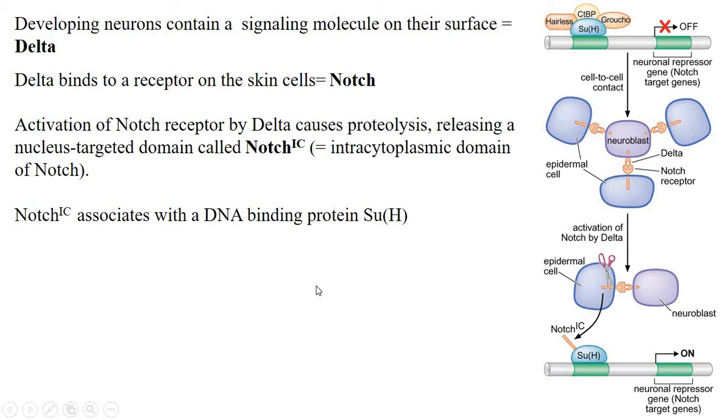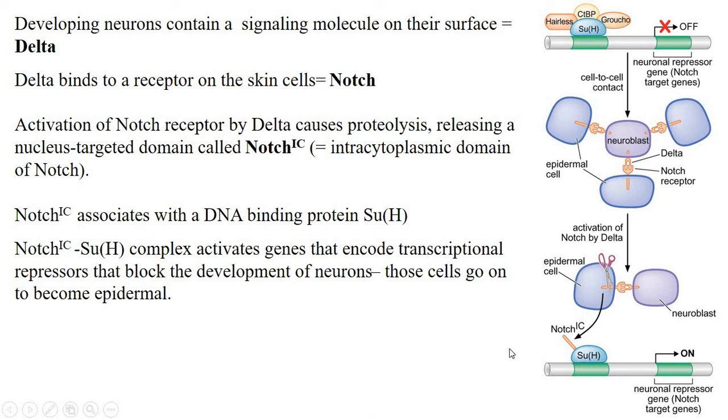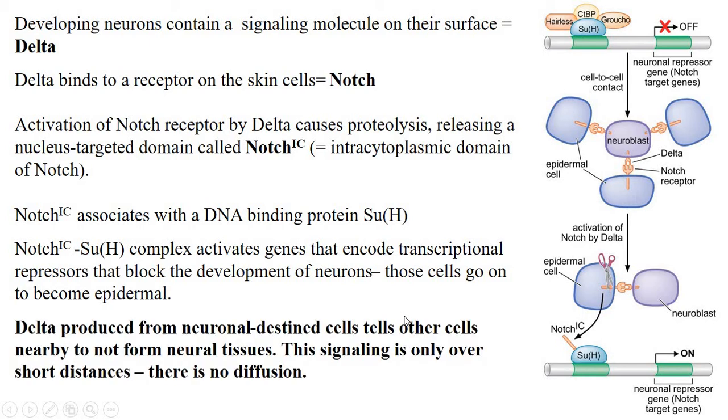So this Notch IC associated with DNA binding protein SUH. This Notch-SUH complex activates the gene that encodes a transcriptional repressor. This will block the development of neurons, and these cells will now become epidermal cells.